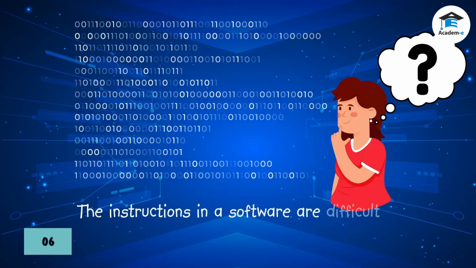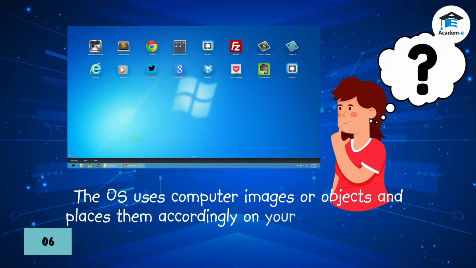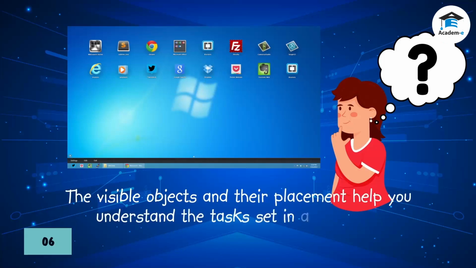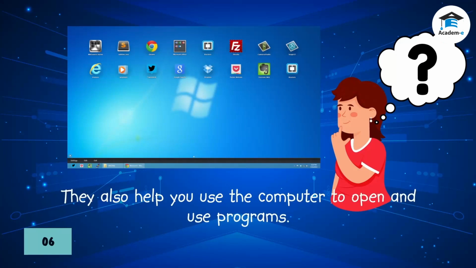The instructions in a software are difficult to understand. It is the OS that makes these instructions easier for computer users to understand and work with. The OS uses computer images or objects and places them accordingly on your monitor screen. The visible objects and their placement help you understand the tasks set in a software. They also help you use the computer to open and use programs.